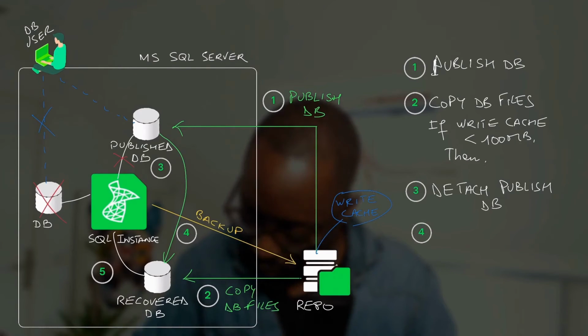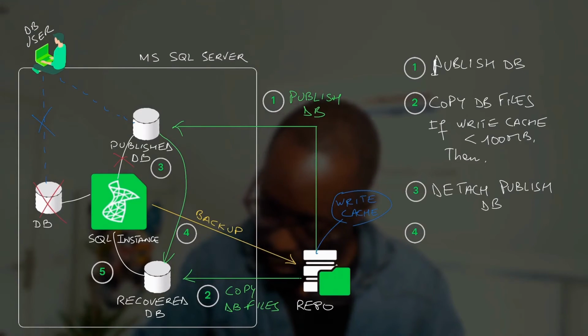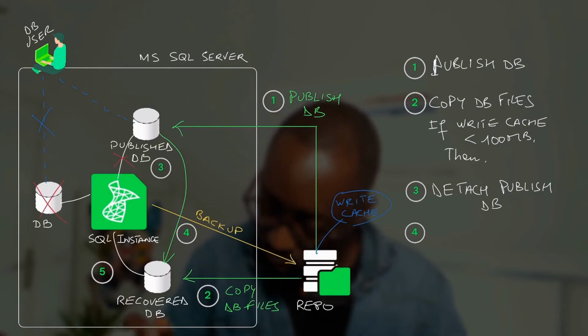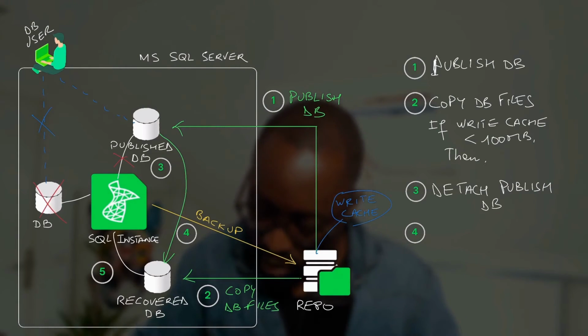Next is step 4. Here is the final sync. A final synchronization is performed to ensure that the last modifications, those that are less than 100 megabytes, have been properly synchronized and replicated to the recovered DB, the restored database. So this step is the final sync.